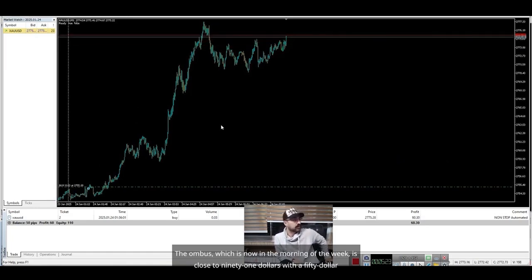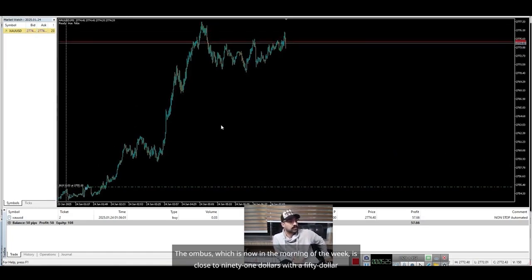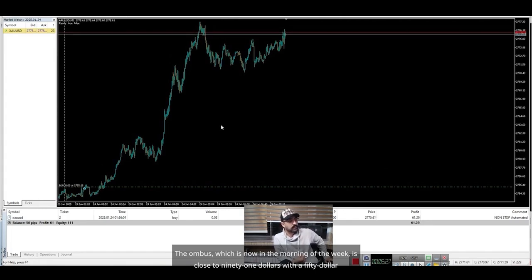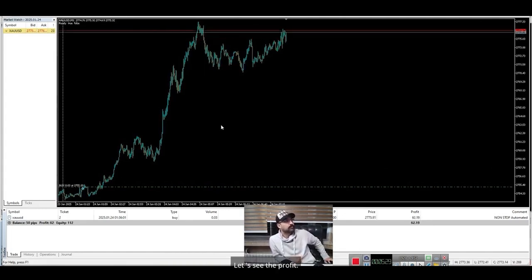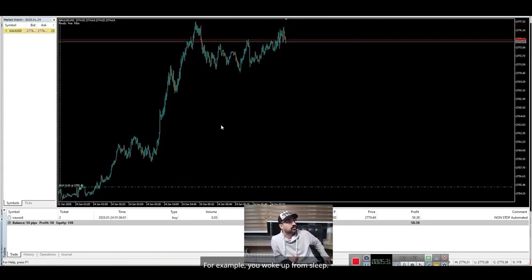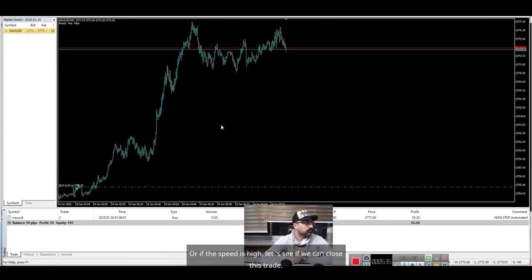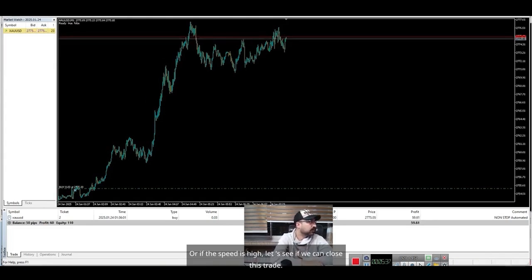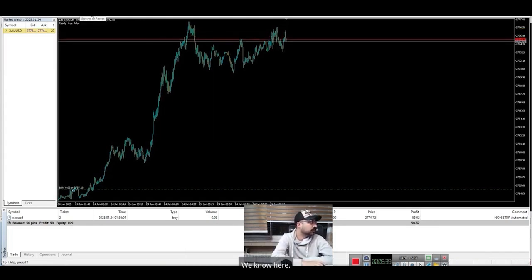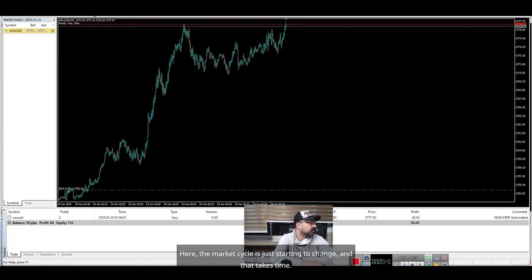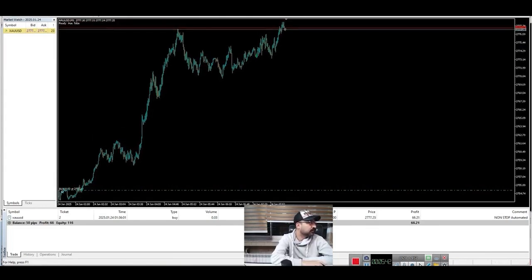The Ombus, which is now in the morning of the week, is close to $91 with a $50 account. Let's see the profit. Let's see the next trade. For example, you woke up from sleep. Let's see what the next trade does. Or if the speed is high, let's see if we can close this trade. We know here, the market cycle is just starting to change, and that takes time.